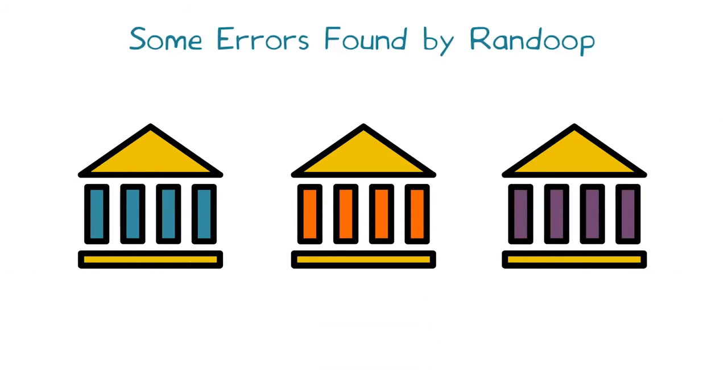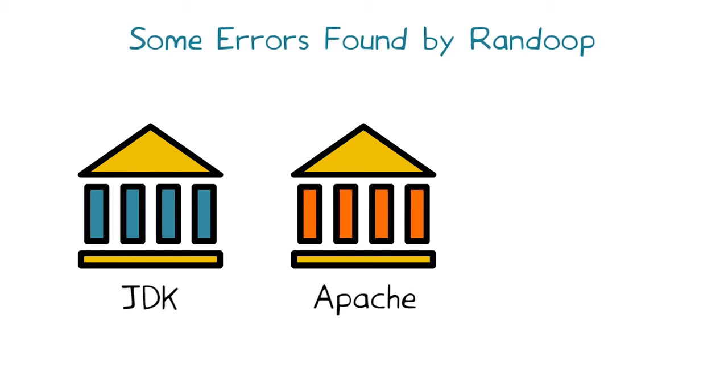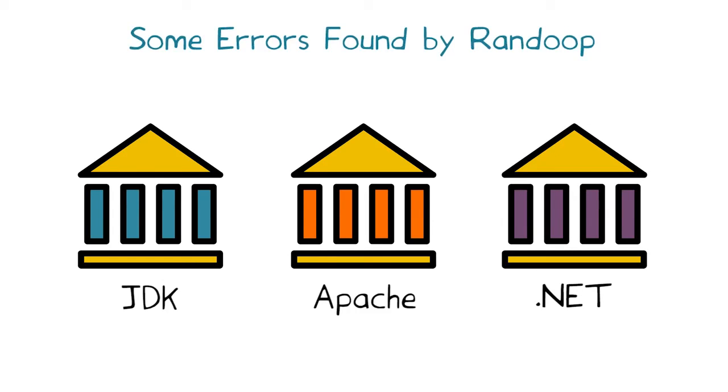The authors of Randoop applied the tool to three large libraries: the Java Standard Library, or the JDK, the Apache Commons collection of reusable components, and Microsoft's .NET framework. Randoop discovered previously unknown errors in all three libraries. Let's take a look at some of these errors.